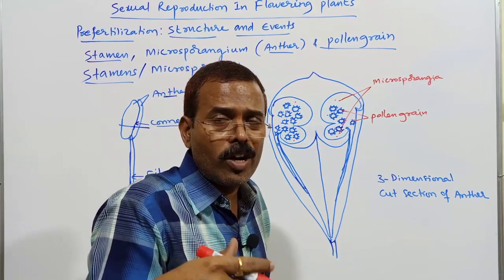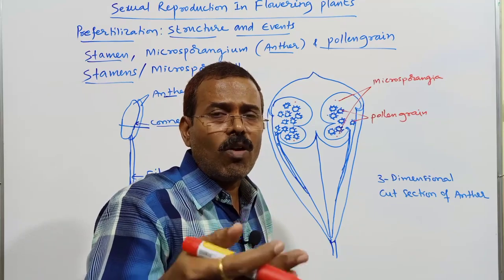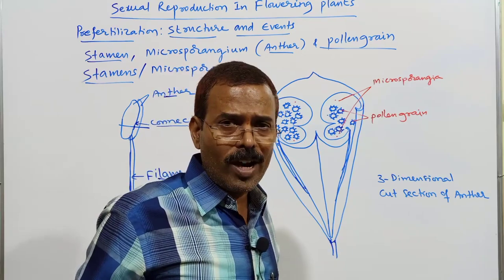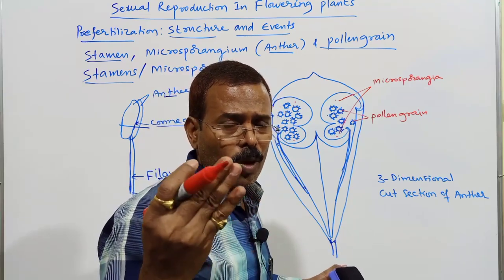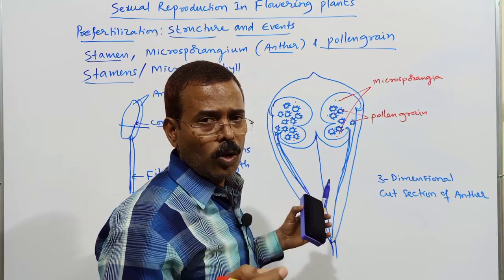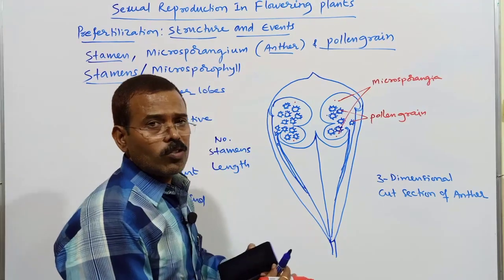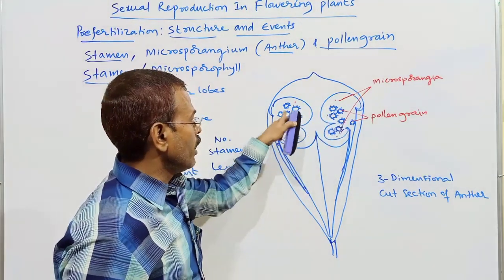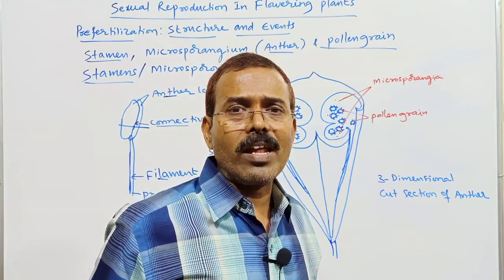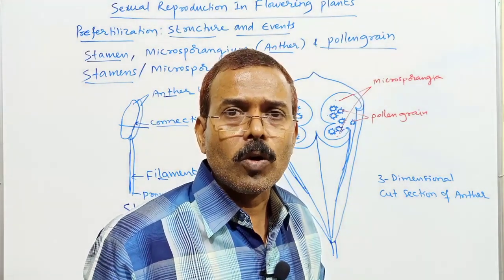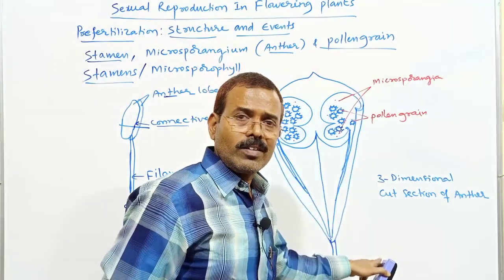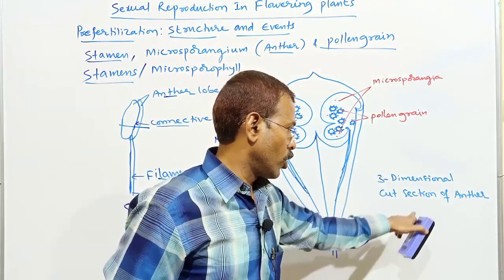Pollen sacs or pollen chambers are basically formed from the microsporangia itself. So in some books they have given microsporangia is also known as pollen sac. So a total of 4 pollen sacs or pollen chambers will be there. They are present at the 4 corners of the anther lobe, making it a tetrasporangiate structure. Inside the microsporangia, there will be microspore mother cells which carry out meiotic division to produce haploid pollen grains. So this is the cut 3-dimensional structural view of what we call anther.